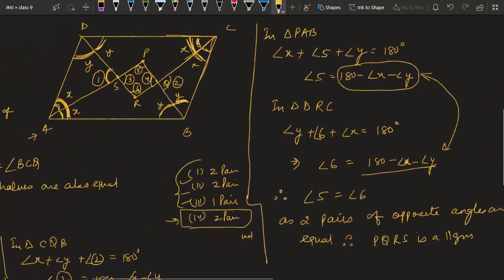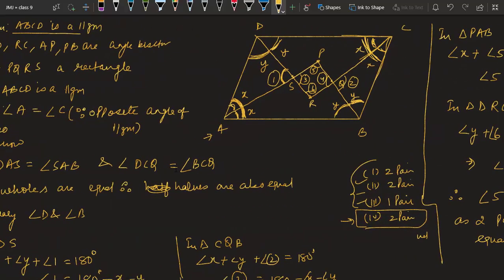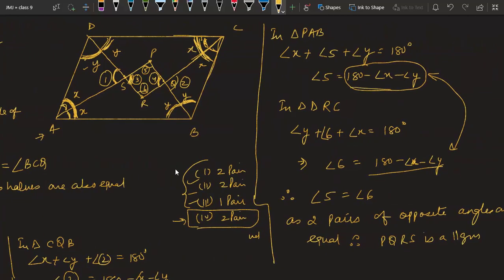So I hope you understood what we did. First we made these names because when wholes are equal then halves are equal. Similarly I have taken these two as angle D equal to angle B, so their halves are also equal, so I named them Y, Y to make it easy for you to understand. After that we tried to prove the opposite angles equal, and which came in our case 3 equal to 4, 5 equal to 6, and if you observe all the angles came out as 180 minus angle x minus angle y. So that means all the angles are equal.